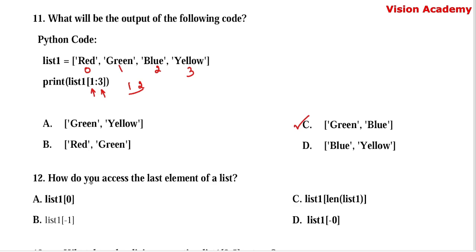Question number 12. How do you access the last element of a list? Option A, list1[0]. B, list1[-1]. C, list1[len(list1)]. Option D, list1[-0]. Here, option B, list1[-1], gives us the last element of the list.